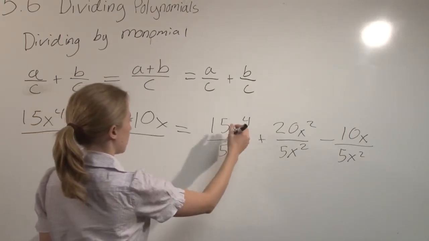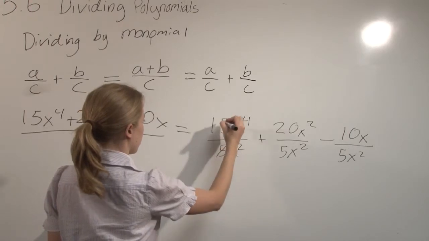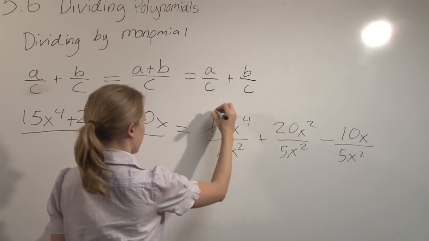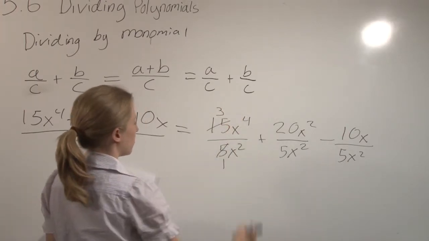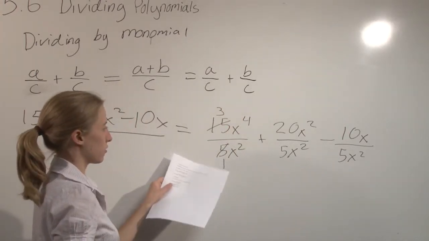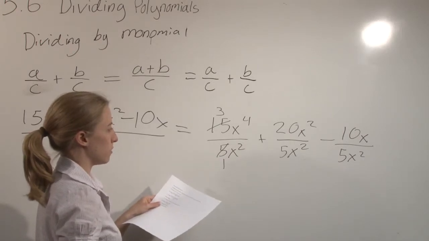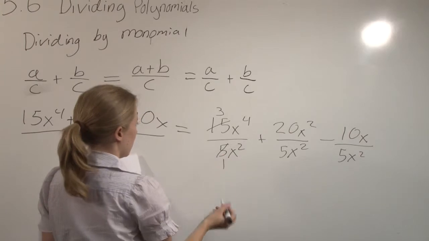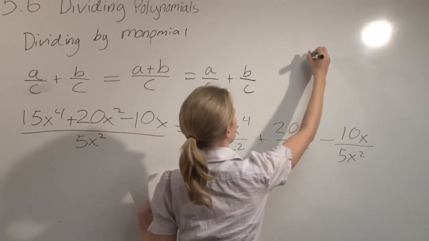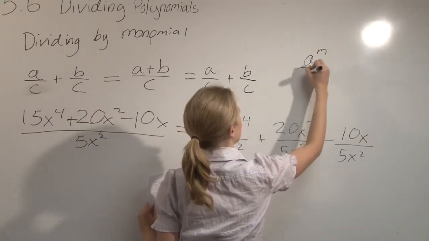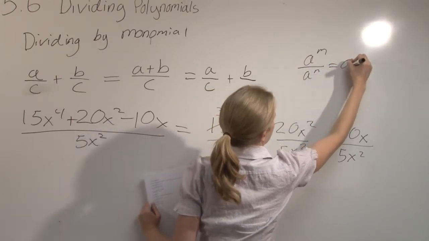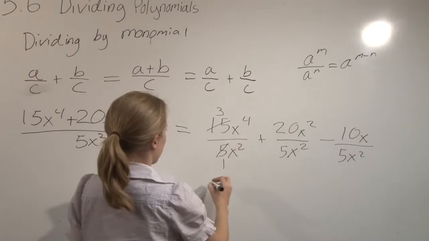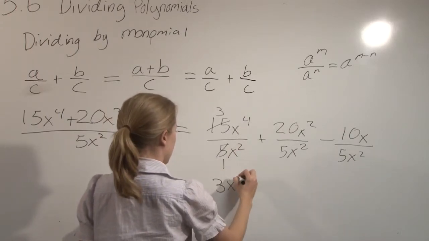First I'm going to just work with the coefficients. 15 is 5 times 3. And then x to the 4th divided by x squared is going to be x squared because when you're doing division with exponents, you use the quotient rule, so I'm subtracting 4 minus 2. So I'm going to end up with 3x squared.